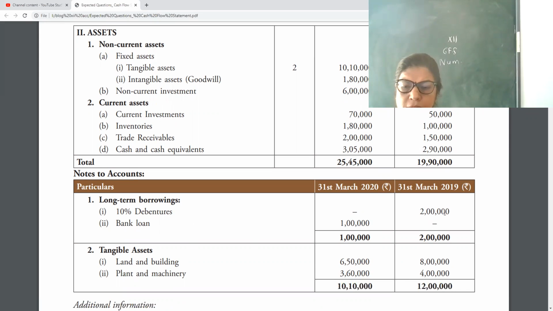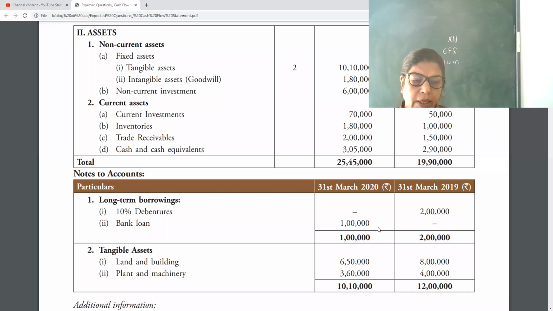10% debentures in the previous year were rupees 2 lakh, now they are not in the current year. It means they are redeemed, repaid. And bank loan in the previous year was 0, and in the current year it is 1 lakh rupees. It means, yes, very good, bank loan taken.